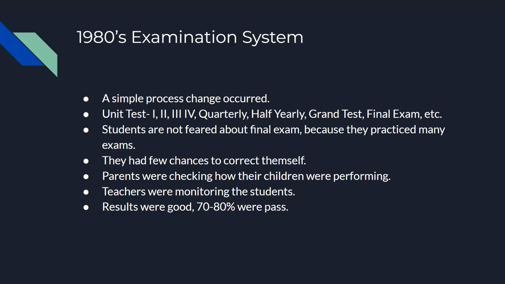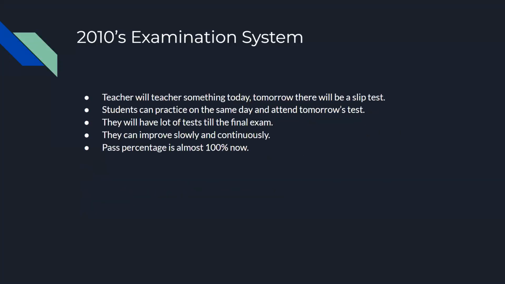If you write more practice exams, then the final exam may not be tough for you. If you directly write the IAS exam, maybe the chances of passing are very, very less. But if you practice multiple questions before the final exam, then you are not worried about the final exam, and you know how to correct yourself. So that was the simple process change. Still the pass percentage is 70 to 80% only. If you want to achieve 100% pass percentage, then they introduced a simple process change again.